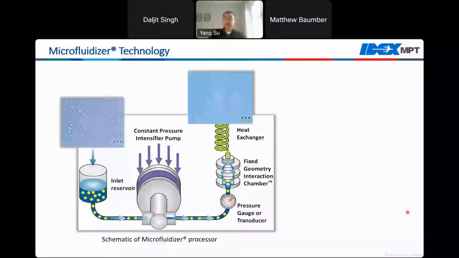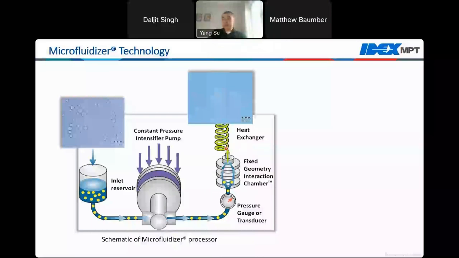Now, this diagram illustrates how the system works. Samples with large particles enter the system via the inlet reservoir and are pressurized by a constant pressure intensifier pump. The pressure can go as high as 30,000 psi. At such high pressure, the product is pushed through the fixed geometry interaction chamber, where a microchannel resides, and the product experiences uniform high shear treatment to achieve particle size reduction.